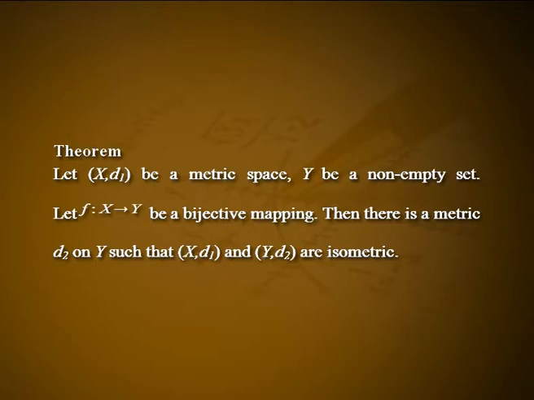In view of the above theorem, the isometric relation on any set A of metric spaces partitions A into equivalence classes. The following theorem may be used to transport the metric of a metric space (X, d1) to a non-empty set Y. Theorem: Let (X, d1) be a metric space, Y be a non-empty set. Let f from X to Y be a bijective mapping. Then there is a metric d2 on Y such that (X, d1) and (Y, d2) are isometric.